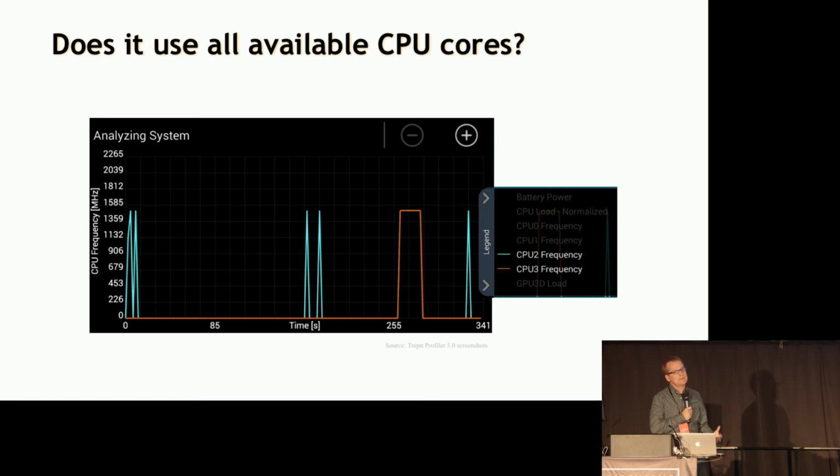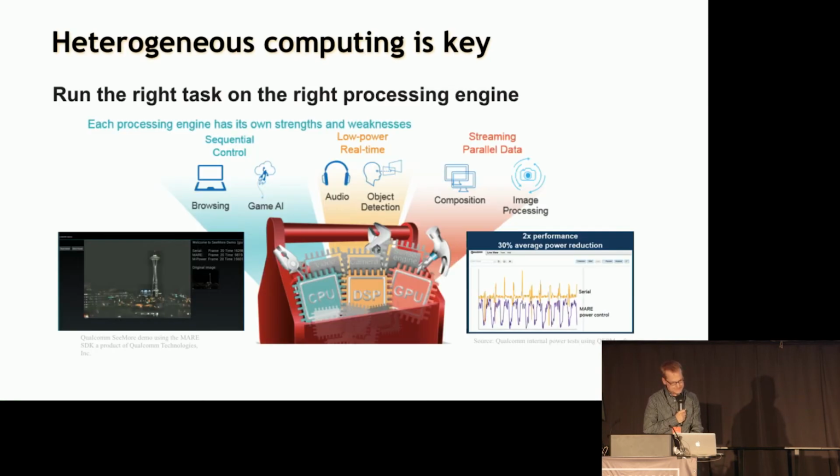You want to know whether you're using all the cores or not. I'm surprised how many apps don't use all the cores. It's very easy to see. There's a way to ensure that you are using the cores, and there's also a way to ensure you're using the different hardware resources available. You want to run the right task on the right processing engine.